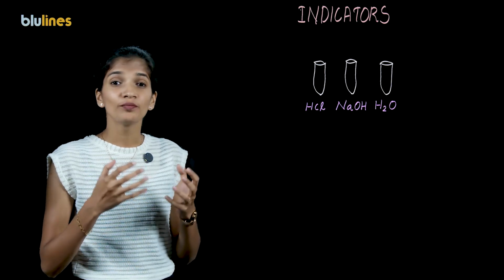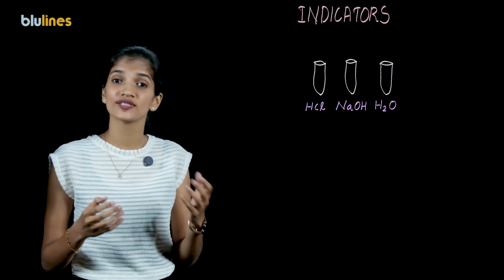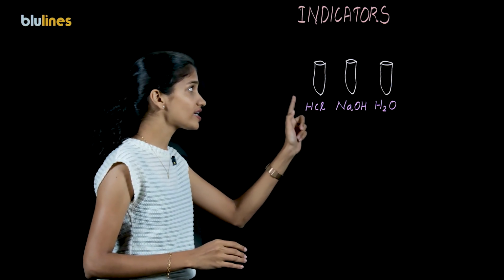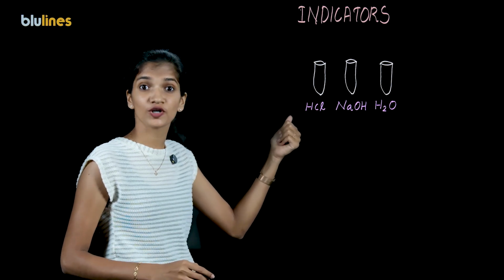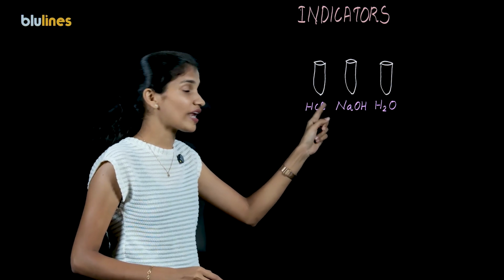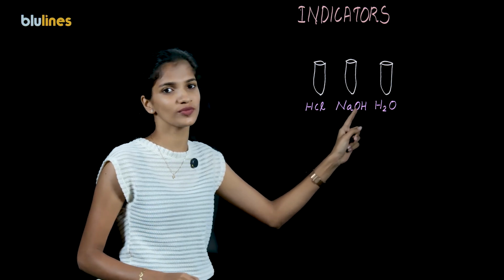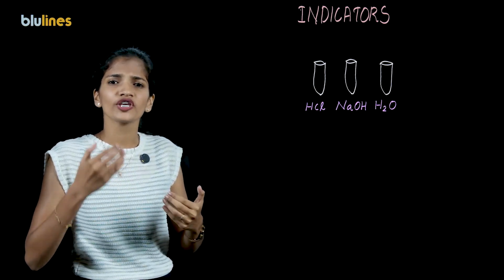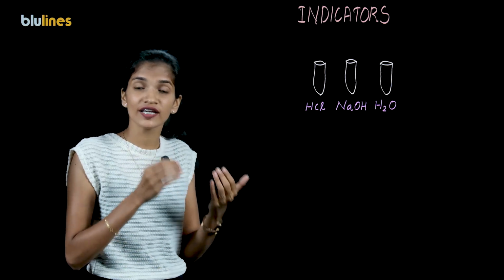Now, let's learn more about indicators and how they can be utilized to distinguish acids and bases. So here, as you can see, I have taken three different test tubes. In the first test tube there is hydrochloric acid, in the second one NaOH, sodium hydroxide, that is a base, and in the last test tube there is water, H2O.